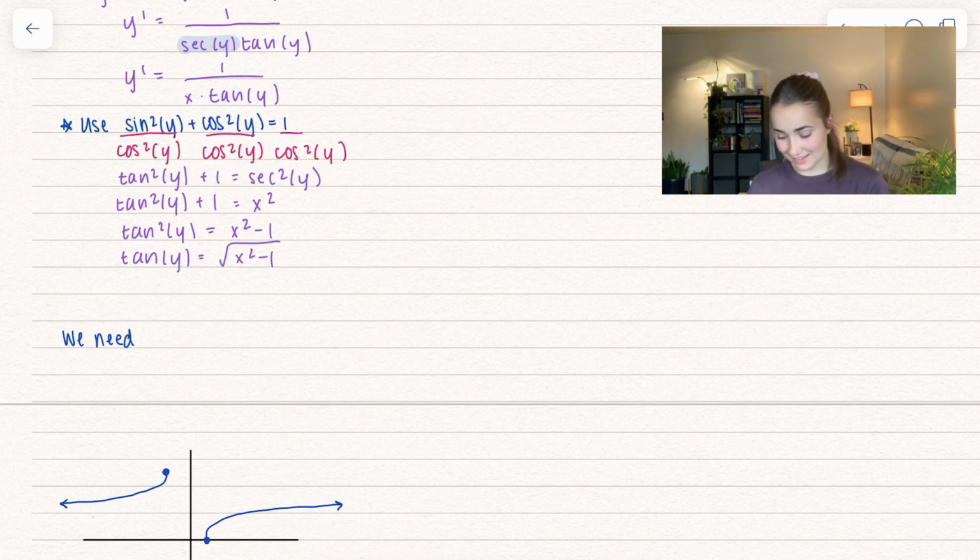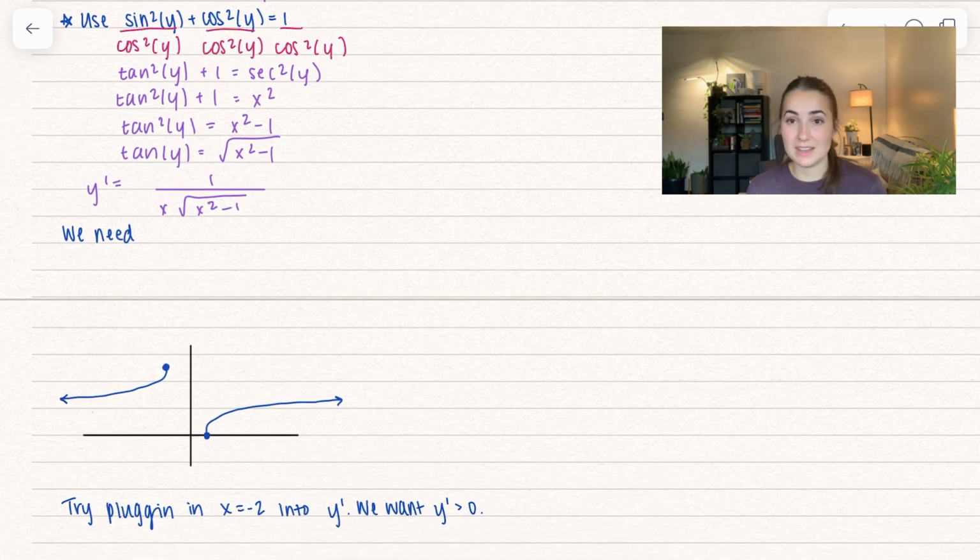So now I can plug this back into the equation. So I get y prime is equal to 1 over. And now we have the exact same constraint as we had last time. So here what we need is that x squared minus 1 needs to be greater than or equal to 0, because again, we can't take the square root of a negative value. So this again has two results, right? x has to be less than or equal to -1, and x also has to be greater than or equal to +1.